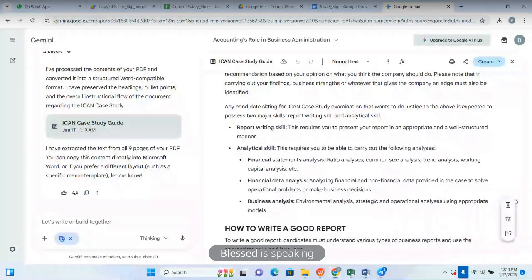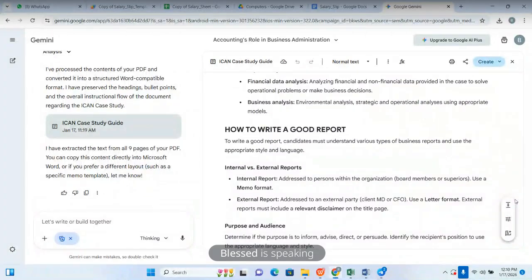So now, how to write a good report? To write a good report, a candidate must understand the various types of business reports and use the appropriate style and language. Internal versus external reports: we have internal reports and we have external reports. An internal report is addressed to a person within the organization, such as a board member or supervisor, in the form of a memo format.